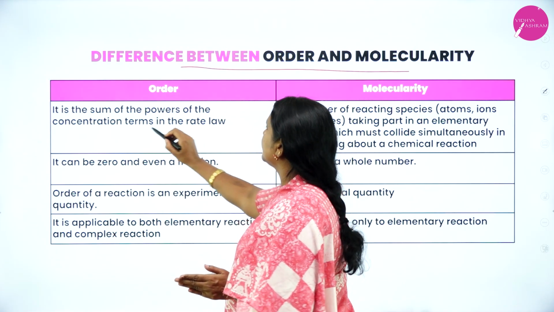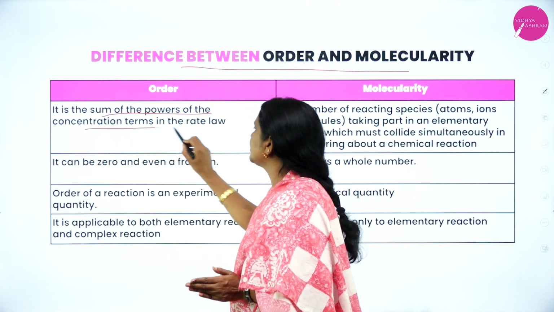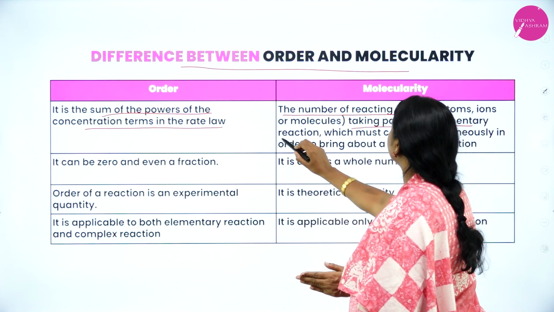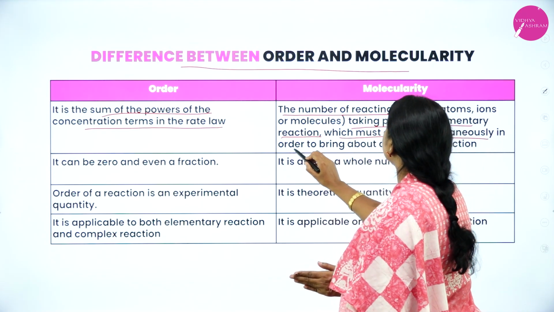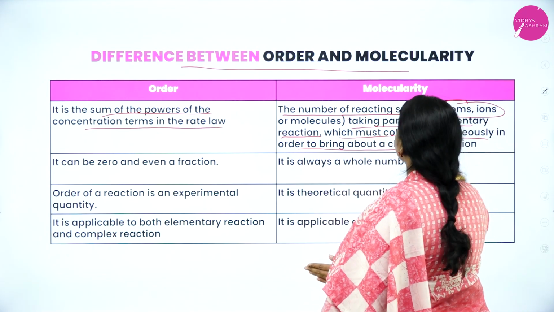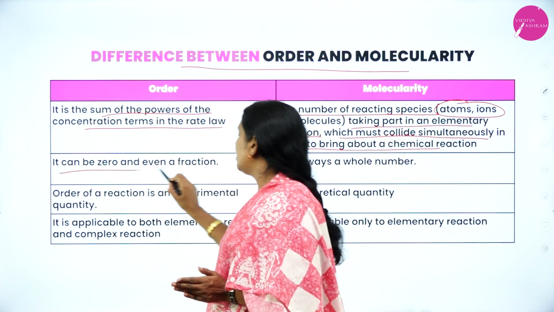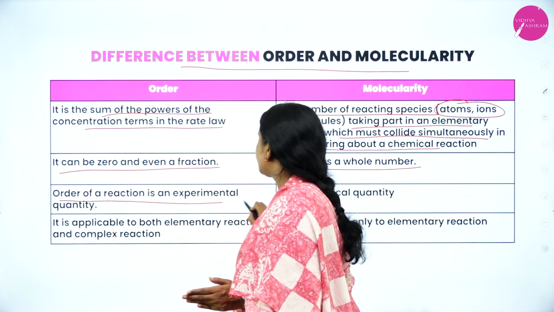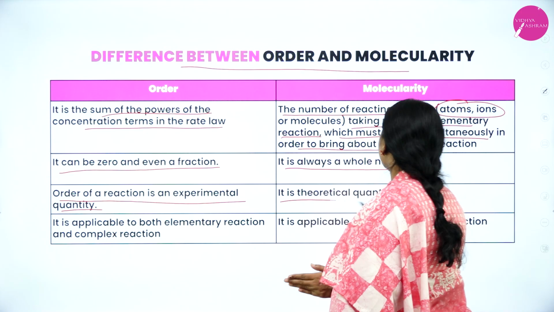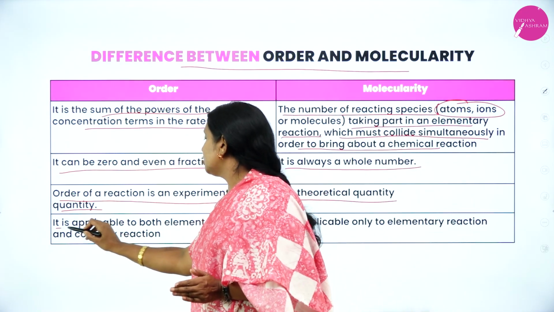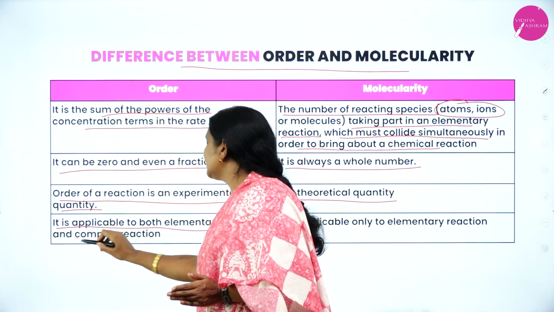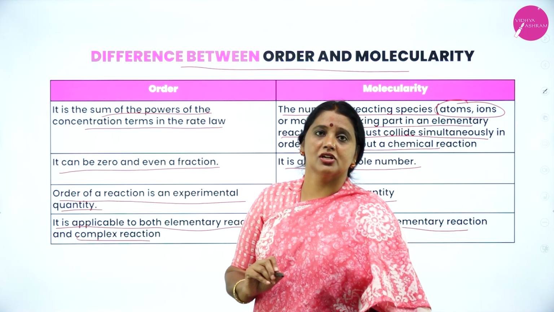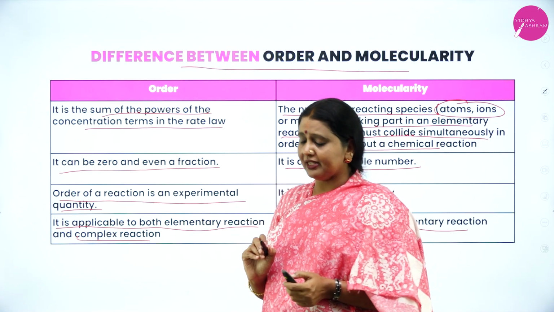Order is the sum of the powers of the concentration terms in the rate law. Molecularity is the number of reacting species taking part in an elementary reaction which must collide simultaneously in order to bring about the reaction. These species are atoms, ions or molecules. Order can be zero and even a fraction, but molecularity is always a whole number. Order of a reaction is an experimental quantity, but molecularity is a theoretical quantity. Order is applicable to both elementary and complex reactions, but molecularity is applicable only to elementary reactions.